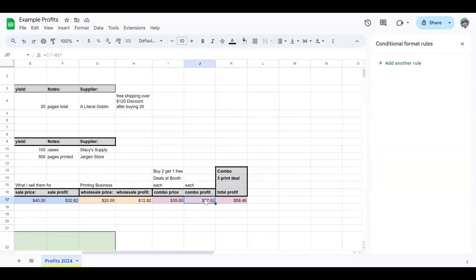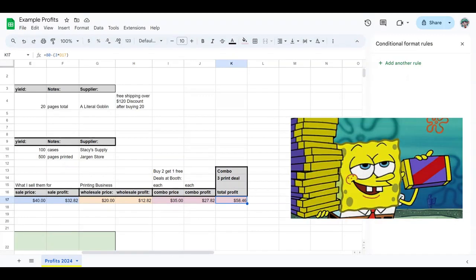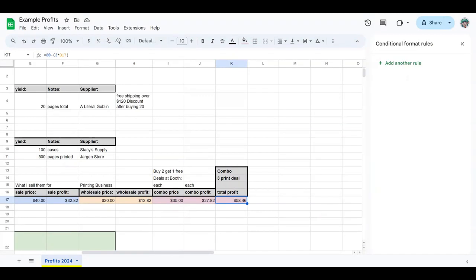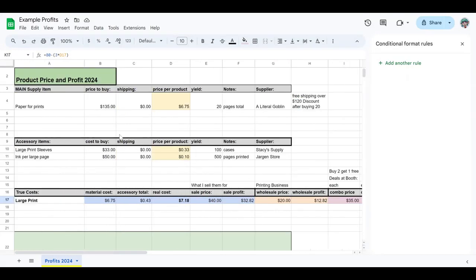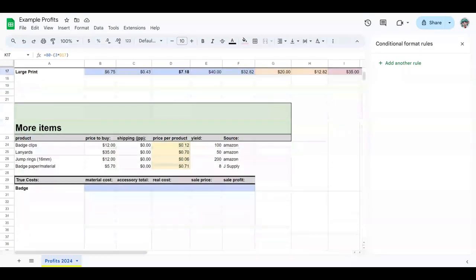And the cost combo profit, this is all already equationed out, so you don't really have to worry about that. It does it for you. So my total profit on a combo is that 58.46, and you can basically test out different combinations of deals and sales, and then see if you're making a good profit still. So that's our example. Let's take a moment to actually put this into practice.